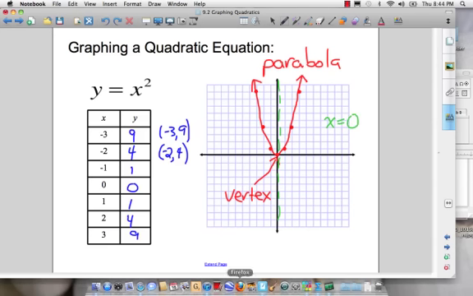Okay, so that is the most basic quadratic equation, y equals x squared. That's what its graph looks like, and I suggest you kind of remember that. Just sort of remember what the graph of y equals x squared looks like, because all quadratic equations are based on that. So you want to get that firm in your head.